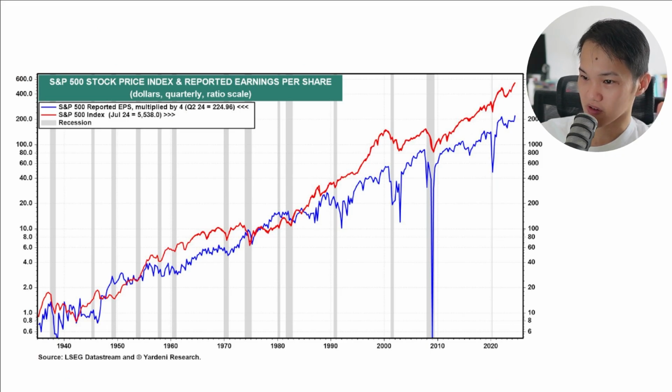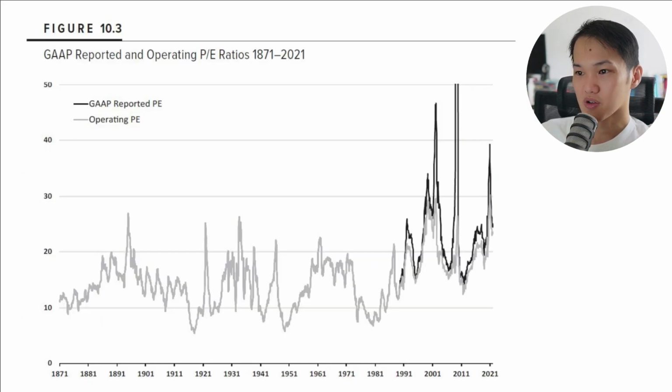I just want to share the reasons with you. Look at this blue line. During, let's say, 2009, the earnings actually just fall off the cliff. If you look at the PE ratio during this period, you can see that the PE shoots up to a super high level, because earnings dropped to close to zero. This is the GAAP reported PE and the operating PE. In both cases, around the global financial crisis in 2009, this line gets shot up very high.